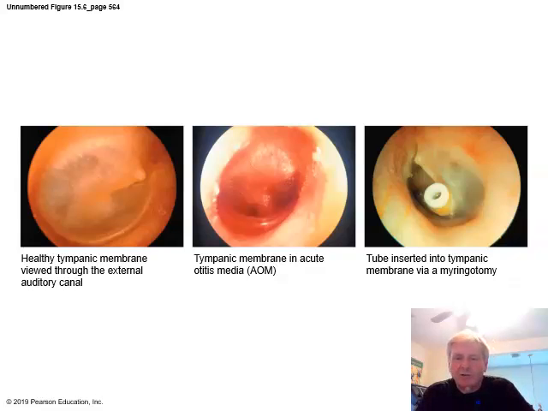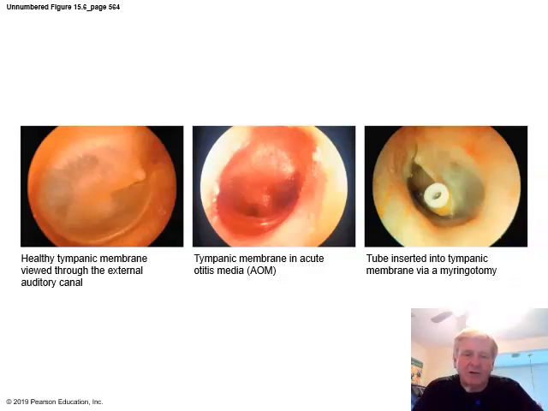It mainly occurs in children, primarily because children have an auditory tube, a pharyngeal tympanic tube, that's wider and more horizontal than what you see in adults. Okay, and as you get older, the auditory tube will narrow and move at a right angle.